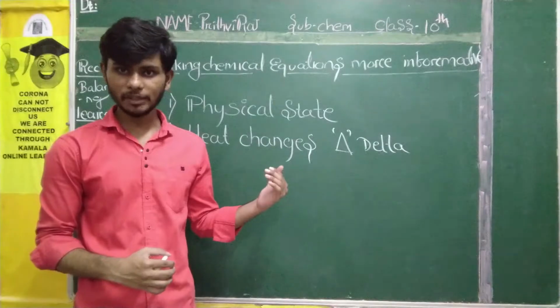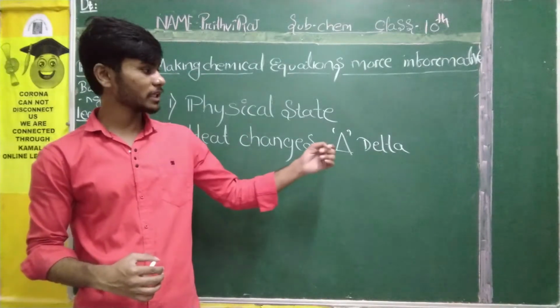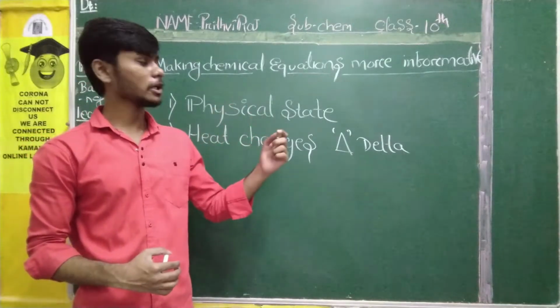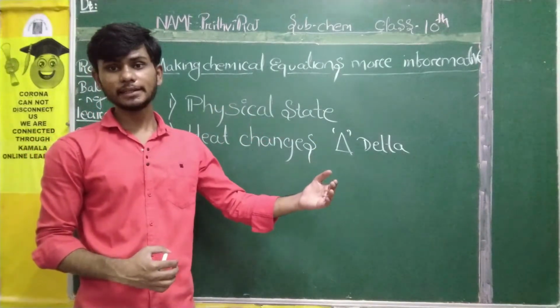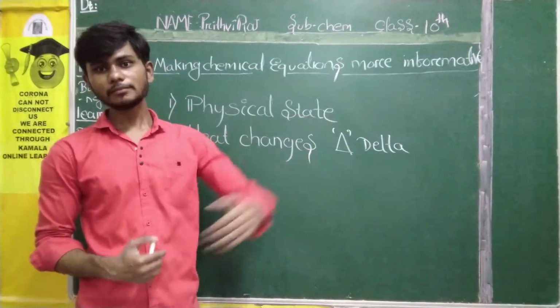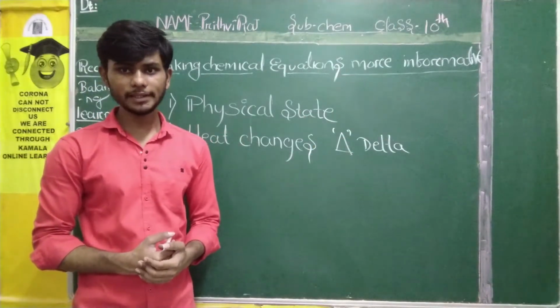On the reactant side, if temperature has been introduced, then you will give the delta symbol on the reactant side, that is on the left. If heat is evolved on the product side, then you will place the same symbol on the product side. Got it? Okay.